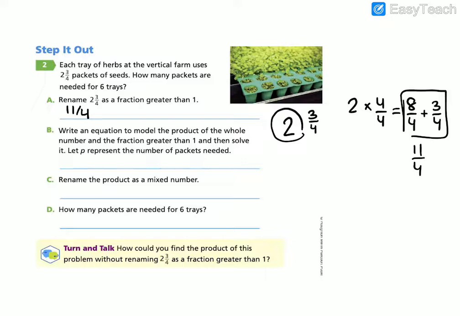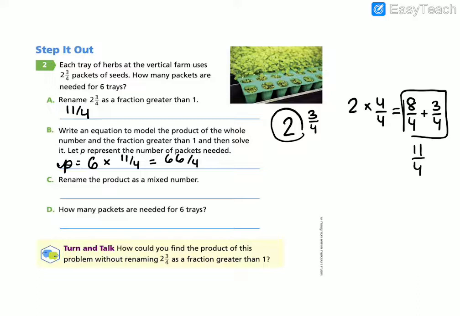So now let's go ahead and model. Write an equation to model the product of the whole number and the fraction greater than 1, and then solve. Let P represent the number of packets needed. All right, so our number of packets is equal to the 6 trays times our 11/4 needed for each tray. This gets us 66/4. 66/4 is a rather large fraction greater than 1, and we need to rename it as a mixed number.